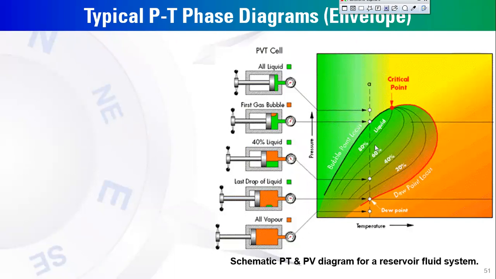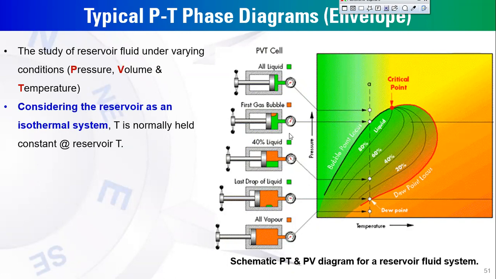And once we have additional reduction in the pressure, much gas will release out of the liquid. So at this point, we have 40% liquid. But right here the system is 100% vapor at the dew point, with one last droplet of liquid. Right here we have 100%, the system is entirely vapor or gas. This is simply a PT diagram and how to study the PVT data based on this isothermal process. Keep the temperature constant at the reservoir temperature.